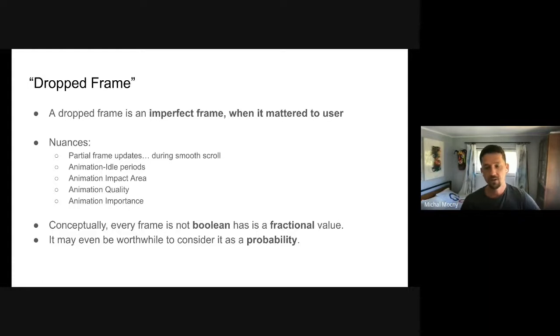All right, so for all these reasons, conceptually, it seems that drop frames isn't really a Boolean value. It's not that a frame is dropped or not. It's a bit of a fractional value. It might even be worthwhile to consider it a probability that it mattered to the user. We know that there are missing updates, and we know there was an active animation. That's not what is a probability. It's the likelihood that this was actually noticeable jank for the user that is a probability.